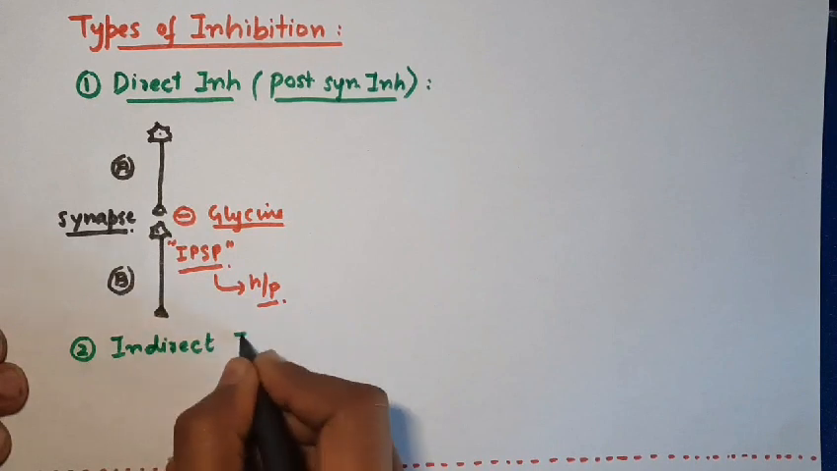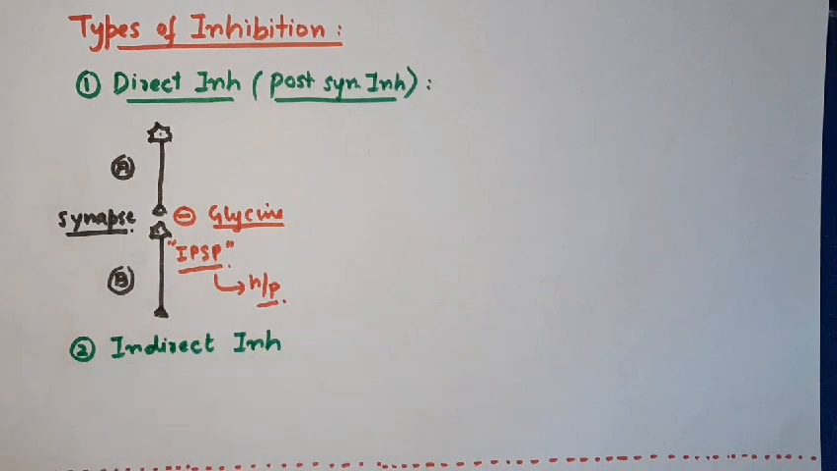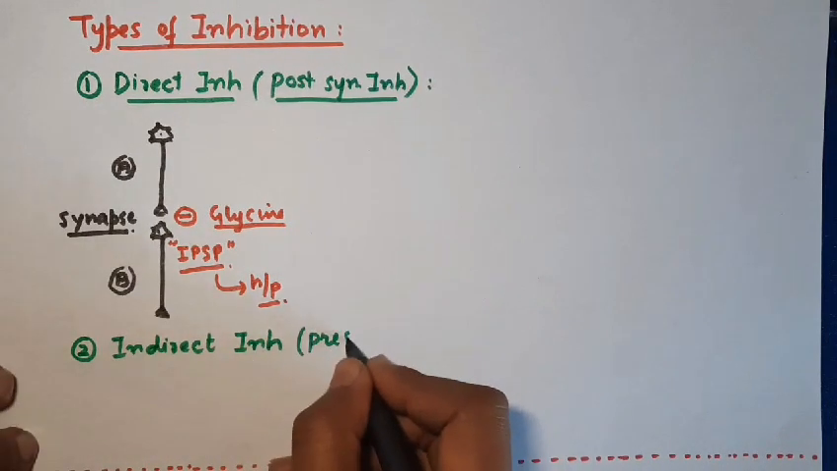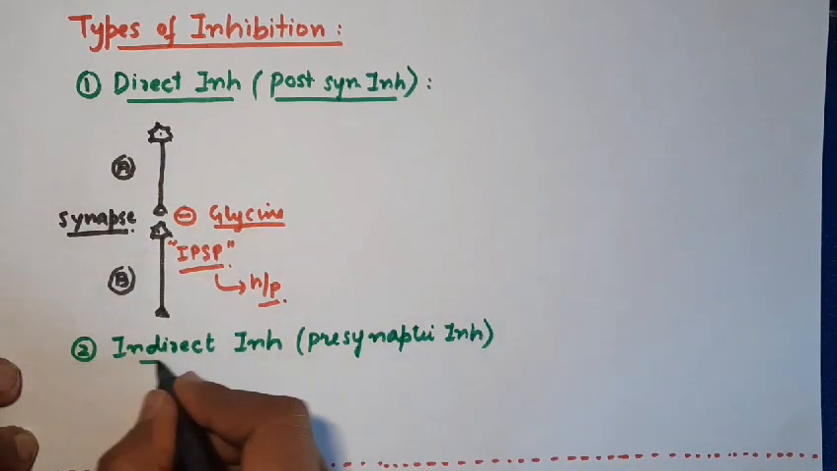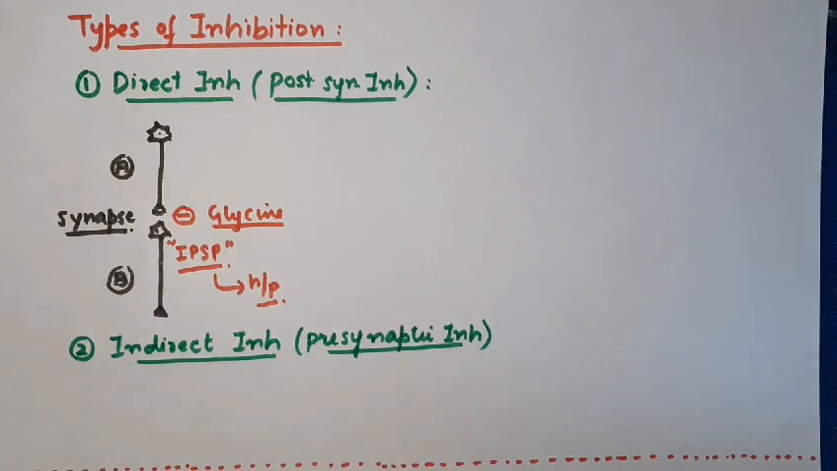We have another type of inhibition which is called indirect inhibition. It's also called presynaptic inhibition. So what is indirect inhibition or presynaptic inhibition? Let us try to understand it with the help of another simple diagram.